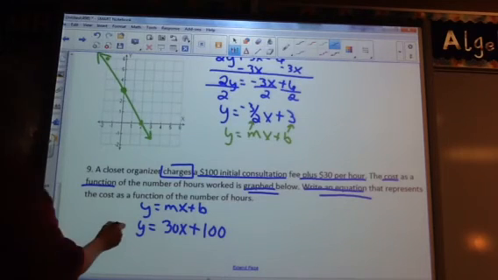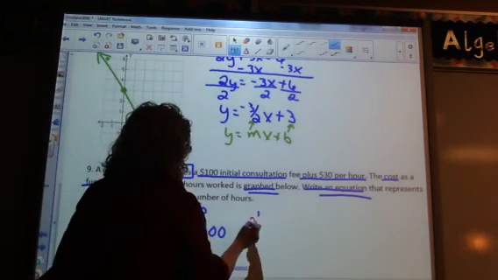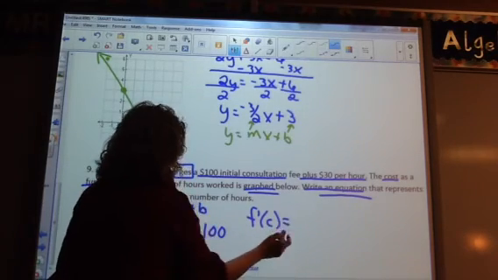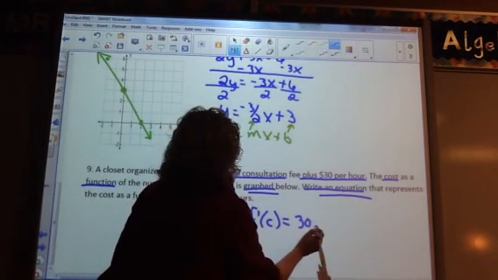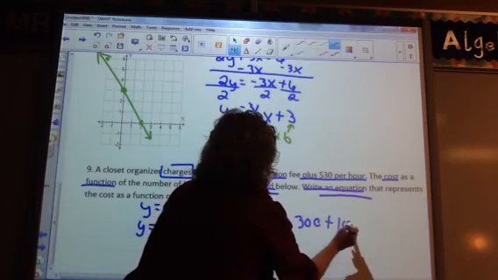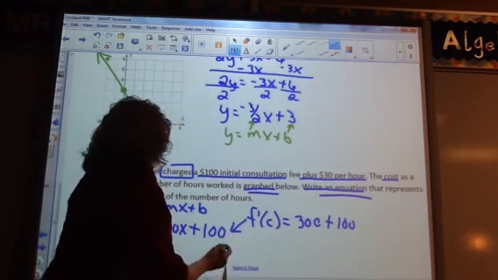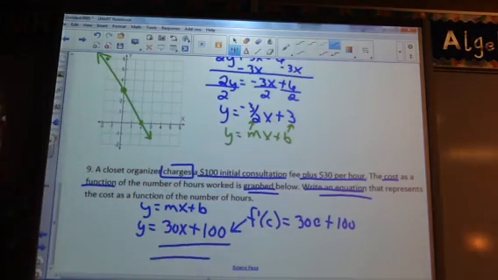So to write that equation, you could say f of c, the cost in function form, equals 30c plus 100, or you can write it in your slope-intercept form with your x and y. I'll accept either one.